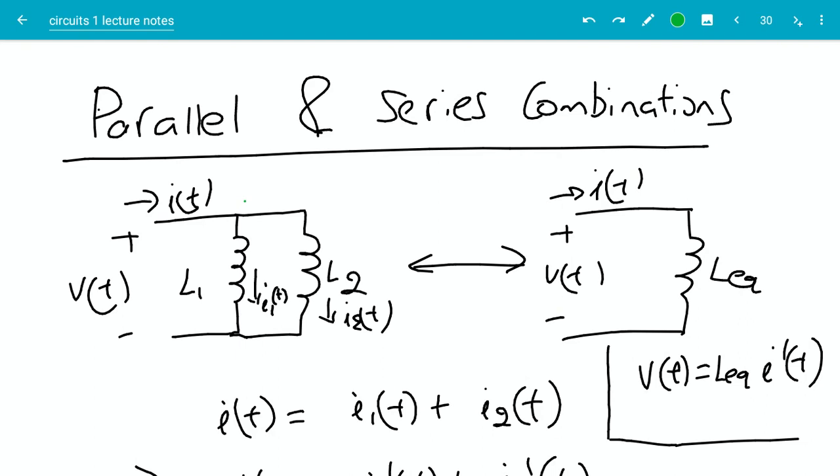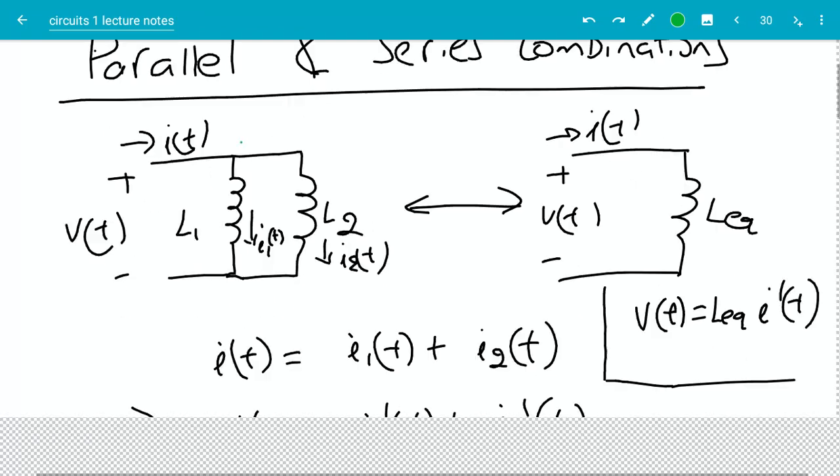All right, so now let's do that. What should this value be such that the relationship between V of t and I of t remains the same? That should remain the same. Okay, so that's our goal, and we'll follow the same approach pretty much for all combinations. That means when we replace a particular combination of inductors or capacitors with a single component, the relationship between V of t and I of t, the voltage and the current, should remain the same. That's our approach.